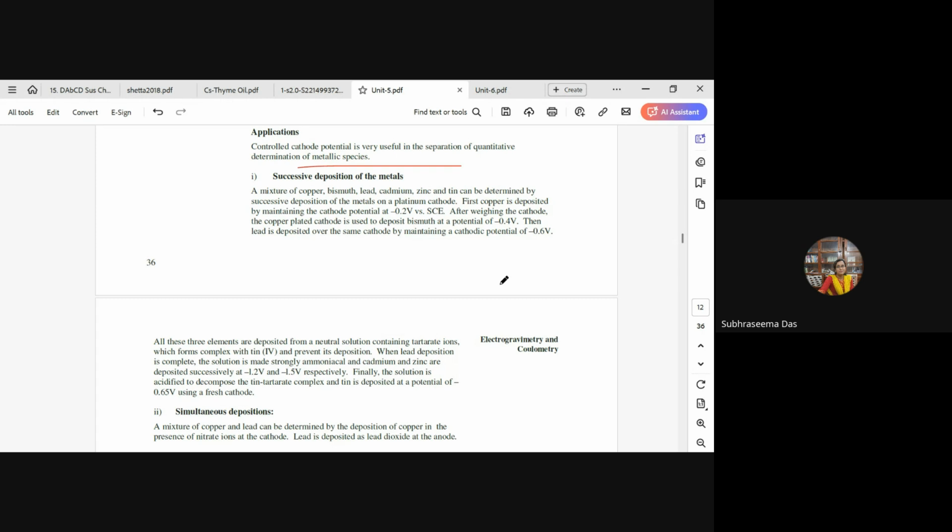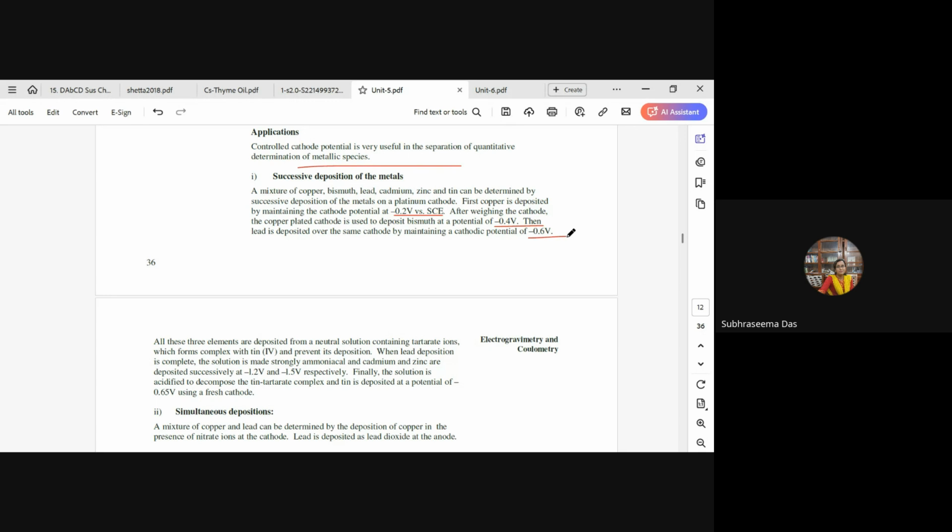First, copper is deposited by maintaining the cathode potential at minus 0.2 volt versus the standard calomel electrode. After weighing the cathode, the copper plated cathode is used to deposit bismuth at a potential of minus 0.4 volt. Then lead is deposited over the same cathode by maintaining a cathodic potential of minus 0.6 volt. All these three elements are deposited from a neutral solution that contains tartrate ions, which form complexes with tin and prevent its deposition.